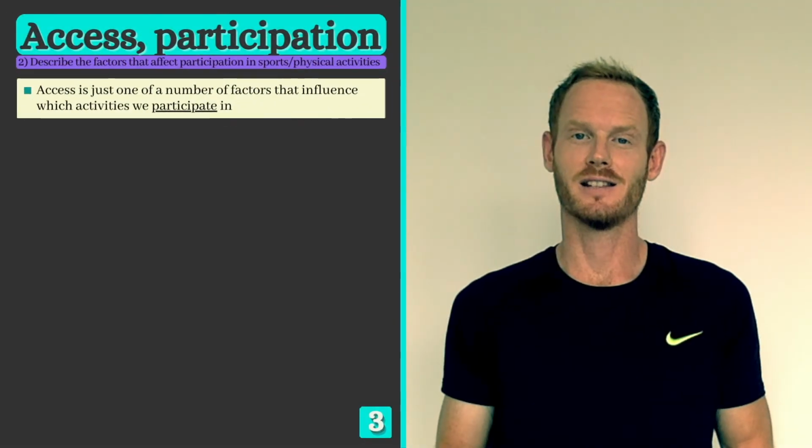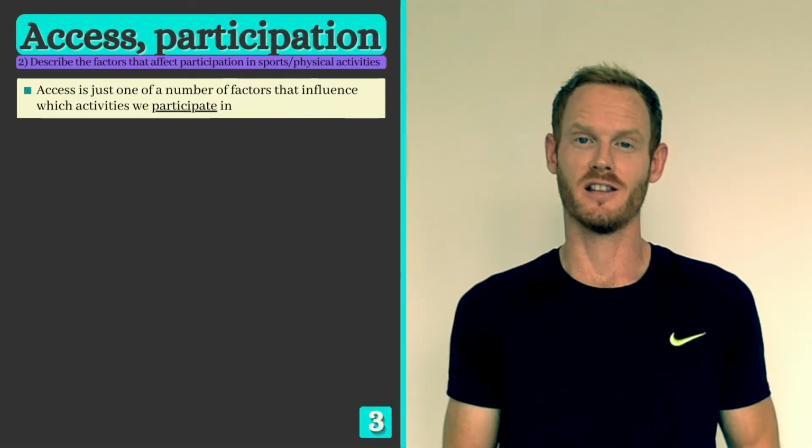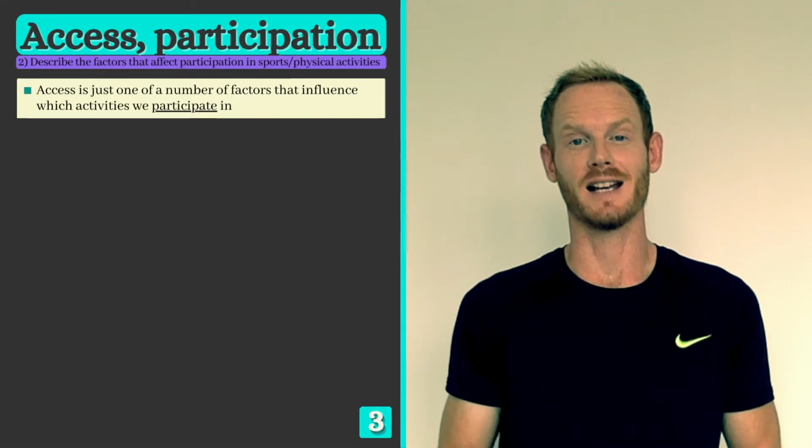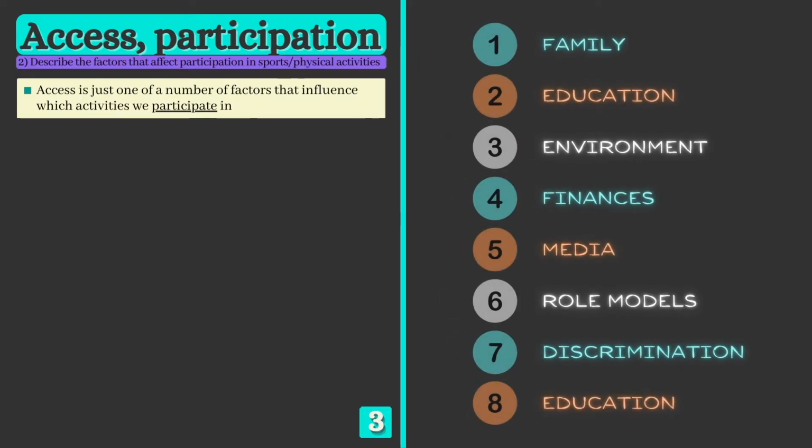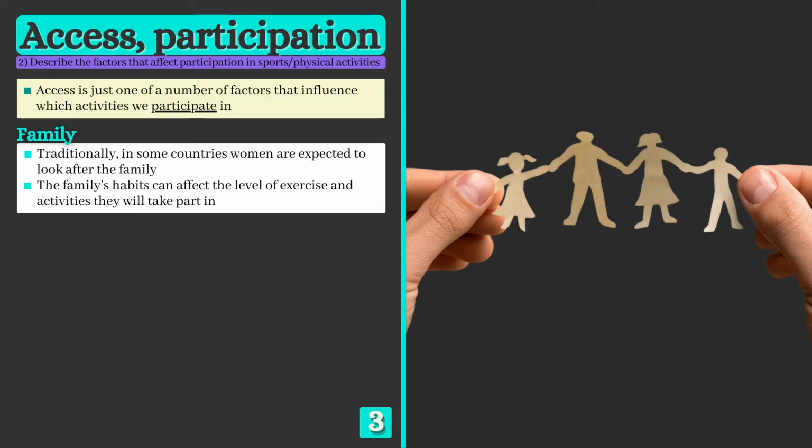Now, having access is just one of a number of factors that influence which sports or physical activities we decide to take part in. Our second learning objective is to describe the other factors involved and their impact, so we'll take some time now to work through the list. Our first factor is family.